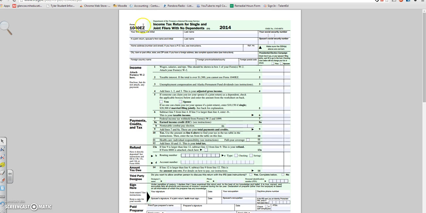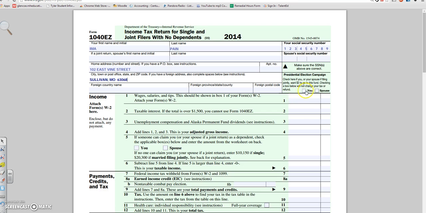Now let's go ahead and open up the 1040EZ. We're going to start up here by putting in Ima's information along with her Social Security and address. From here, I'm going to elect to not donate to the presidential campaign.